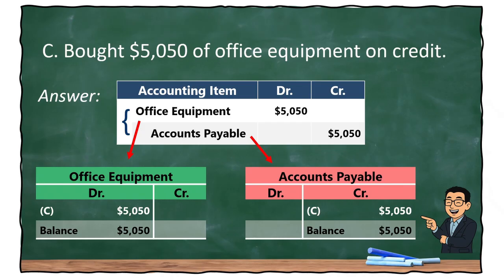In the T accounts, you can see office equipment increases on the debit side, while accounts payable increases on the credit side. This means we acquired new equipment but have not yet paid for it. Instead, we now have an obligation to settle the amount in the future.